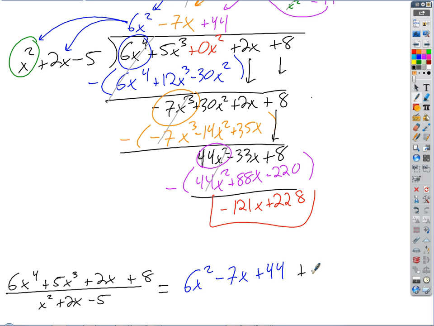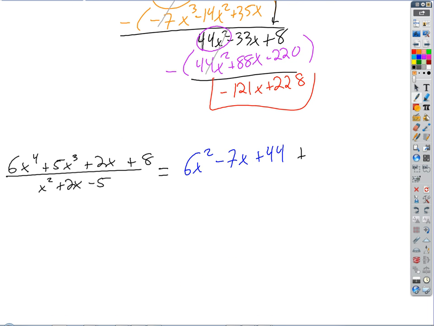Plus my remainder of negative 121x plus 228, and that remains over what denominator? x squared plus 2x minus 5. Yeah, x squared plus 2x minus 5. And so that's your answer. That's my answer.